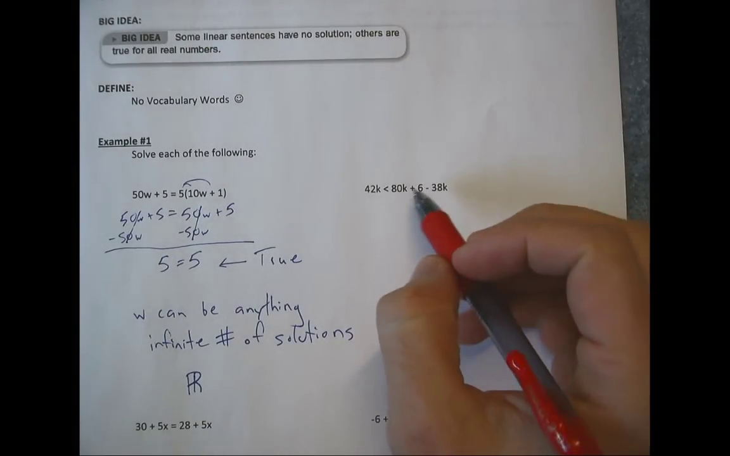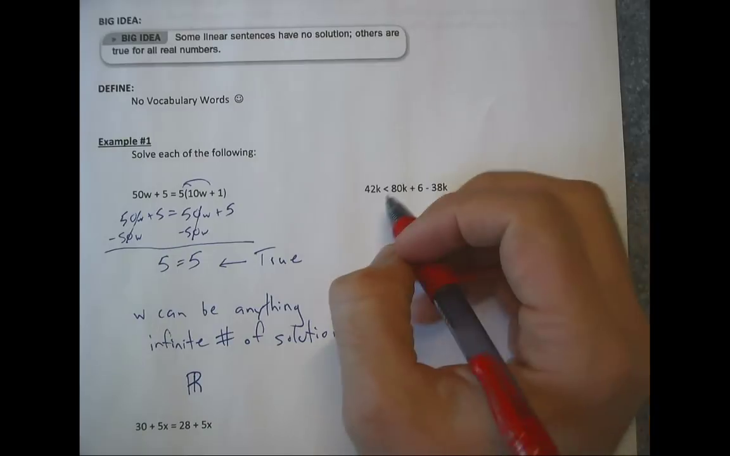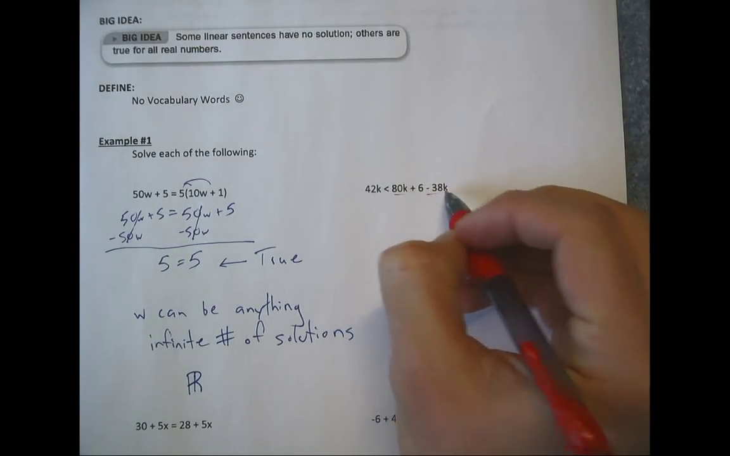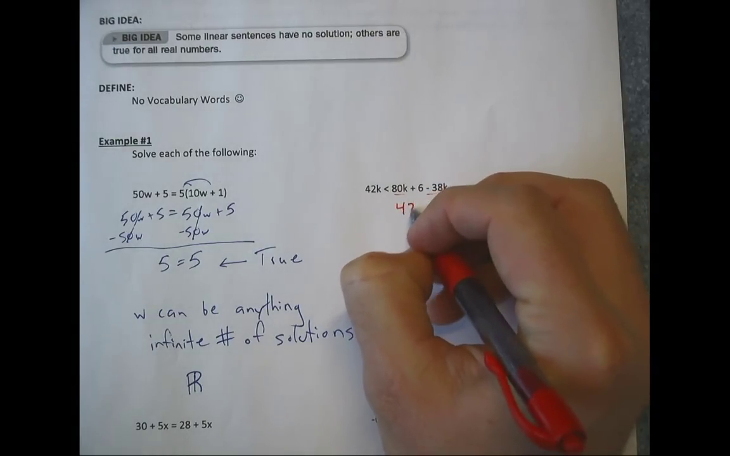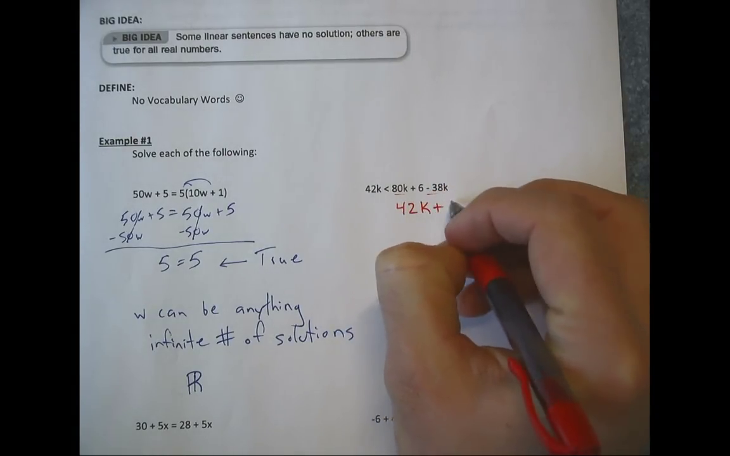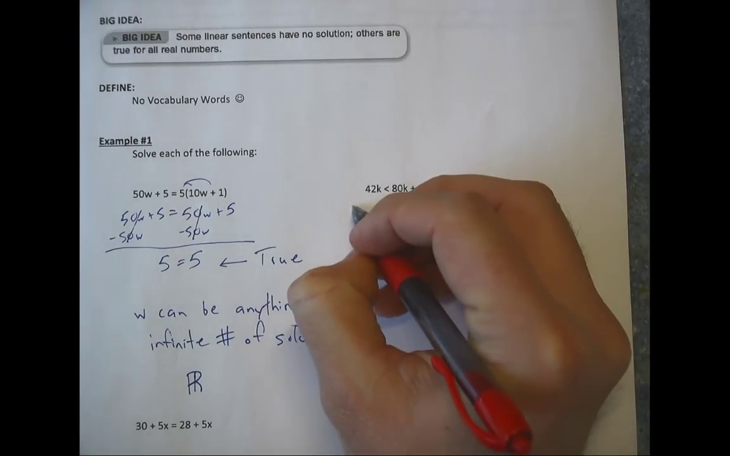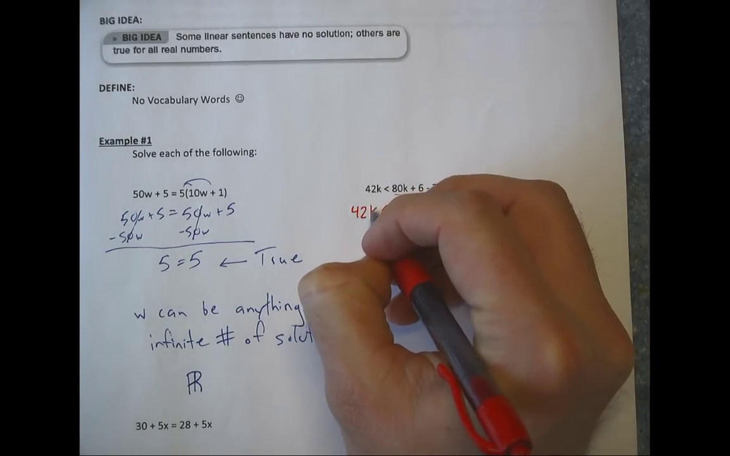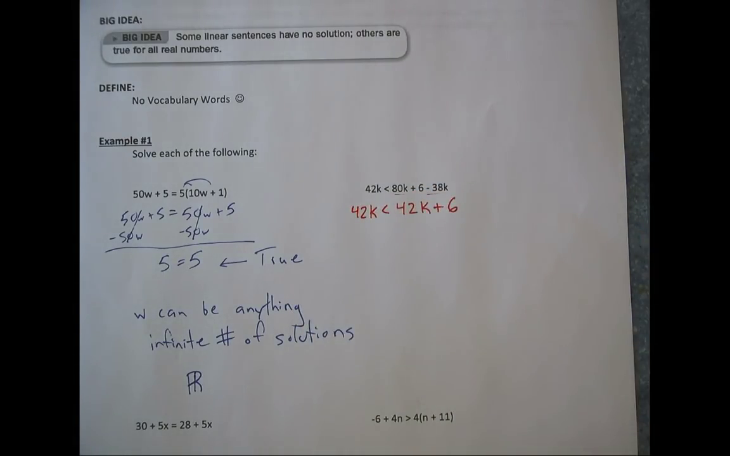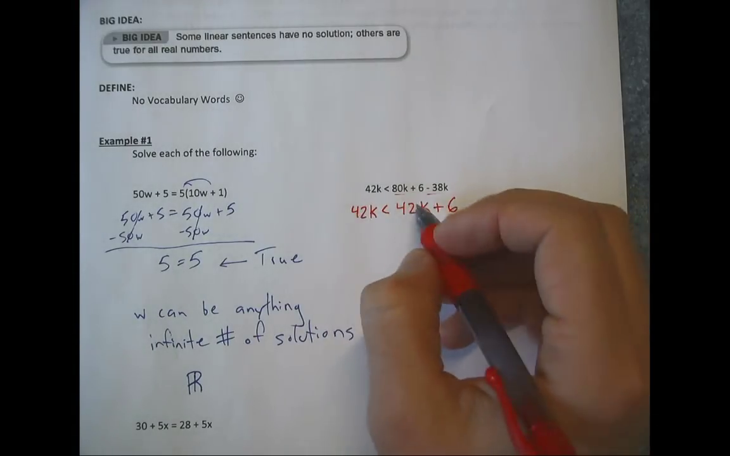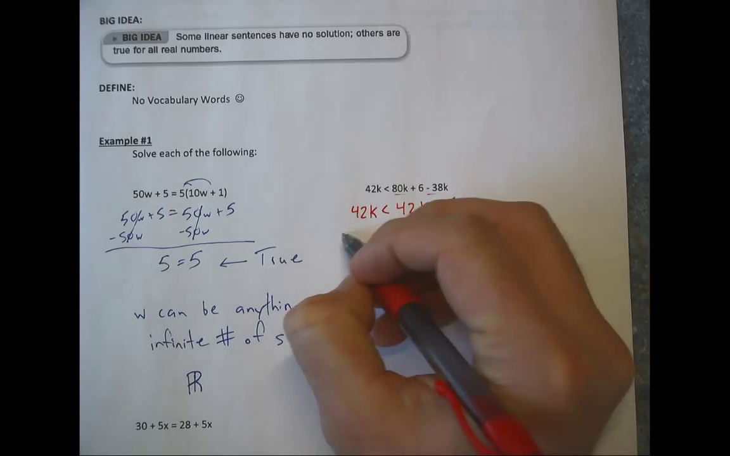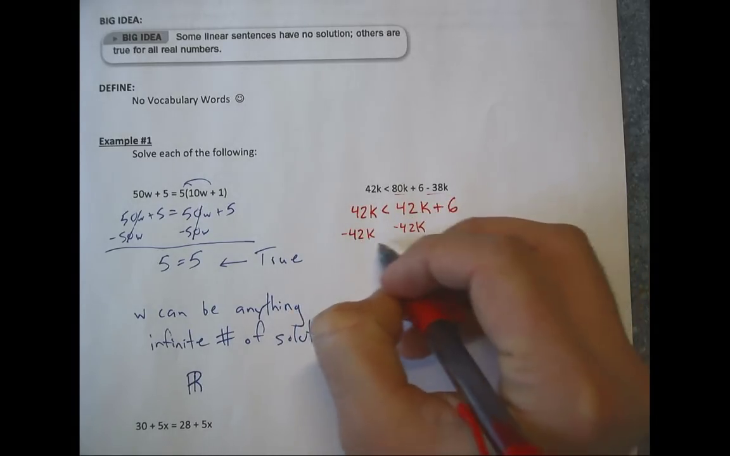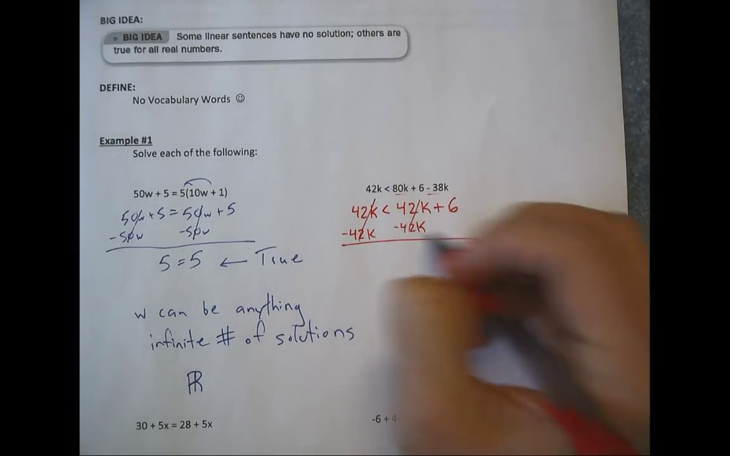So if we come over here, we've got some simplifying to do. We're going to combine the 80k and the minus 38k. So if I put those together, that's 42k. And I still have 42k on this side. So you can start to see what's happening. So now I'm going to subtract, either one. They're both the same size. So I'm going to minus 42k from both sides, and it's going to cancel on both sides.